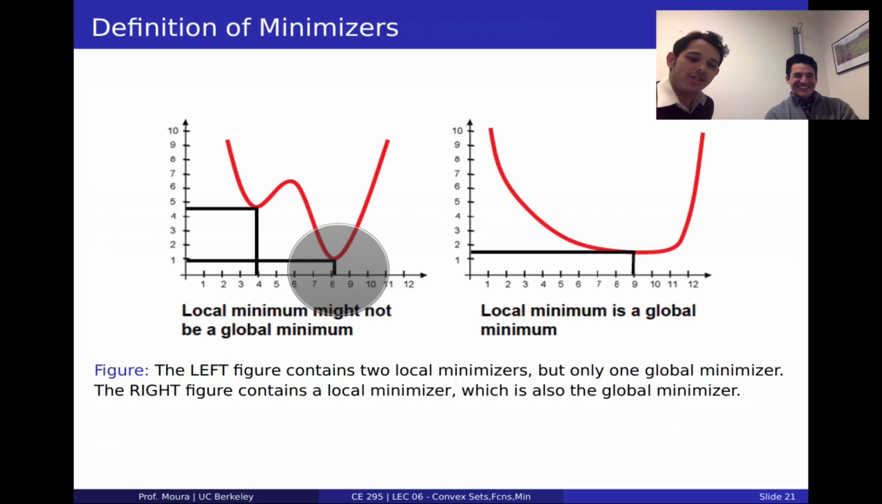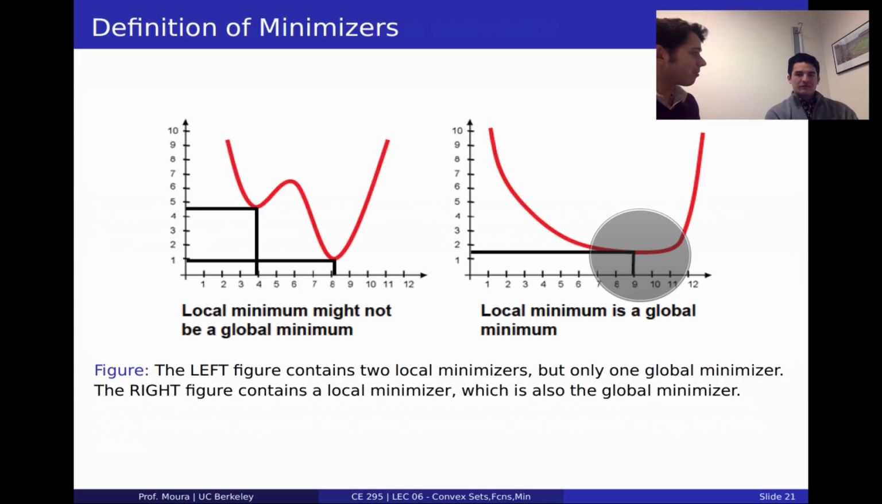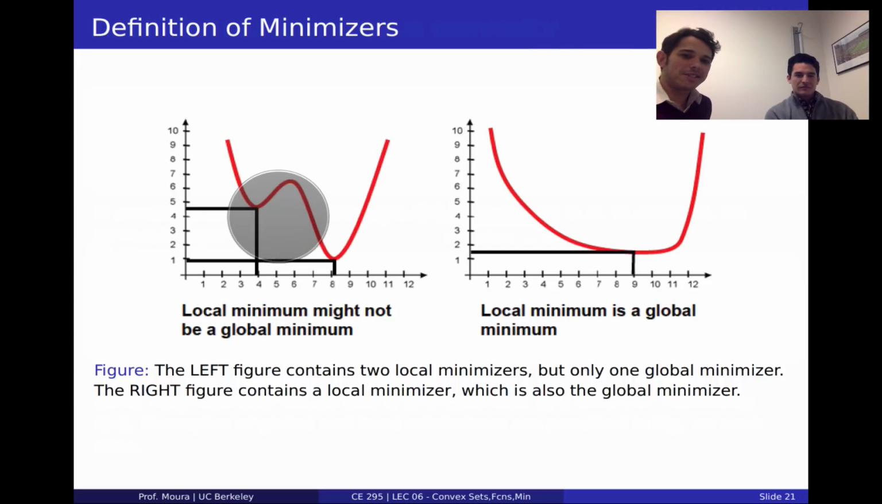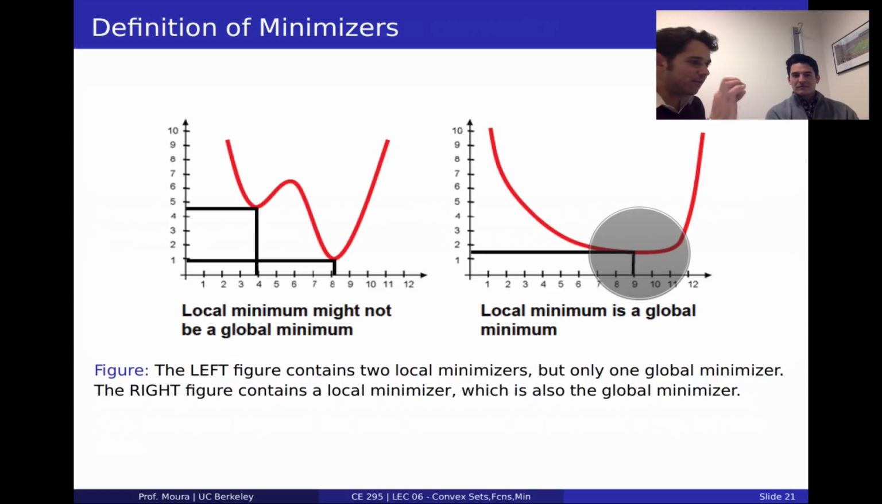No, it's great. You're asking the question, why is it that sometimes we have local minimizers that might not be the global minimizers, and sometimes we have local minimizers that are also the global minimizers? Because we just talked about convex functions, it's natural to see that if my function is convex, then a local minimizer is going to be a global minimizer. That's exactly it. So if you have a convex function, you know that if you find a local minimum, it is also the global minimum.